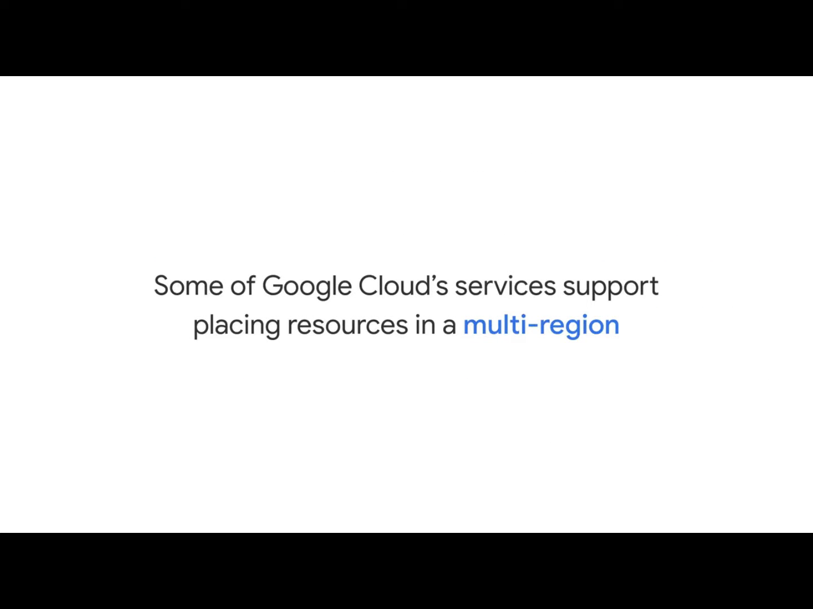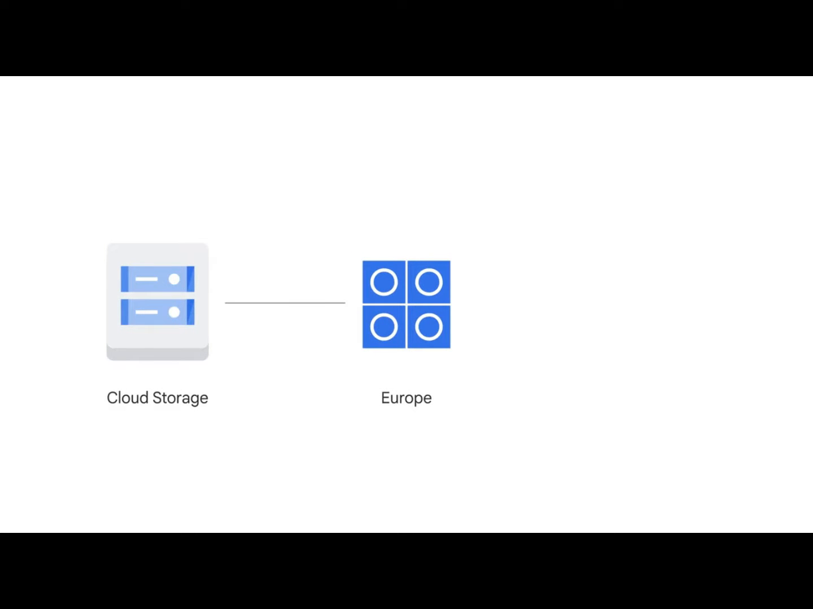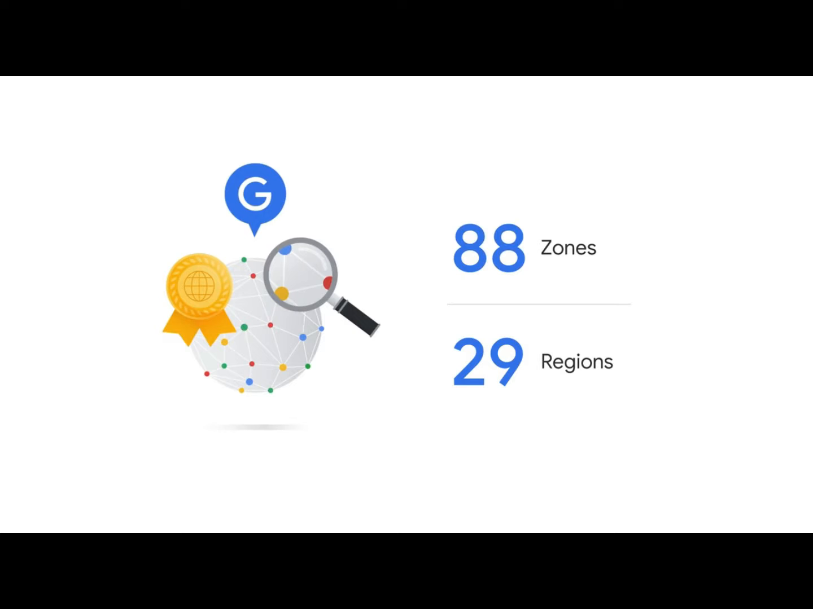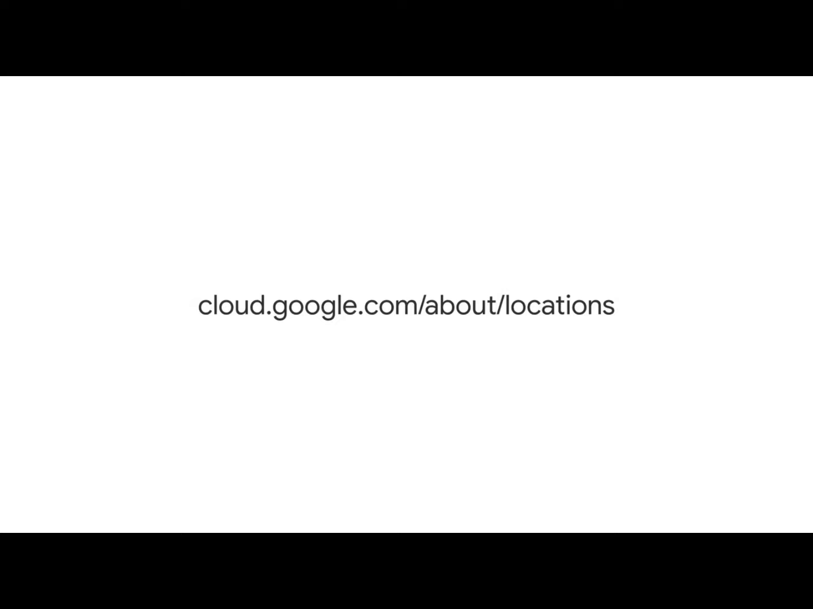Some of Google Cloud services support placing resources in what we call a multi-region. For example, cloud storage lets you place data within the Europe multi-region. That means it's stored redundantly in at least 2 geographic locations separated by at least 160 kilometers within Europe, like London and Belgium. Google Cloud currently supports 88 zones in 29 regions, although this number is increasing all the time. You can find the most up-to-date numbers at cloud.google.com/about/locations.